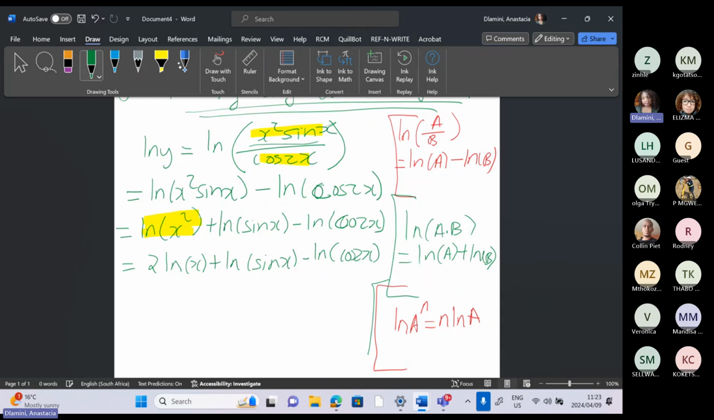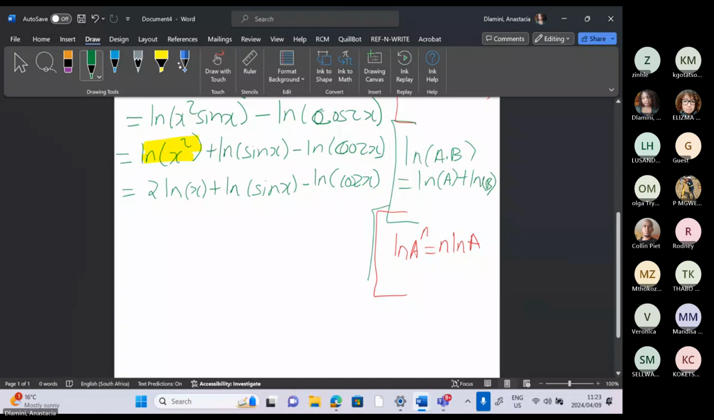Are we all together there? Yes, ma'am. Good. Okay, in the textbook they didn't simplify it, but it's fine. We simplified further.